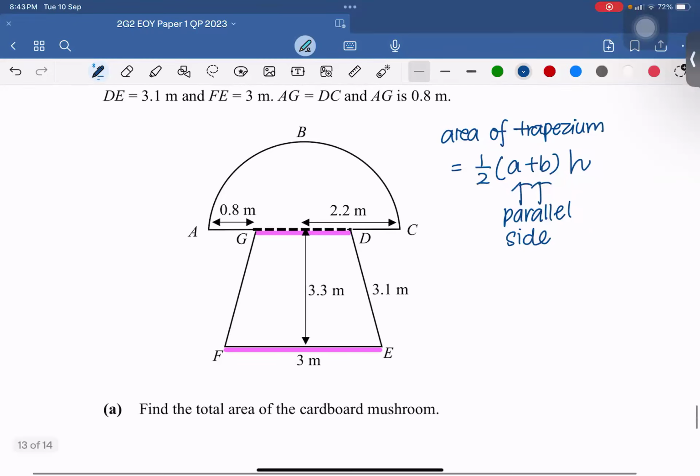Okay, next one, area of circle, semicircle. Pi r square divided by half. Correct. So divide by 2. Okay, so half times pi r square.